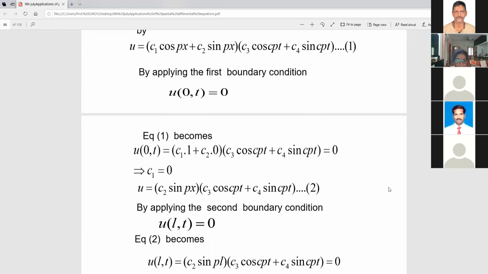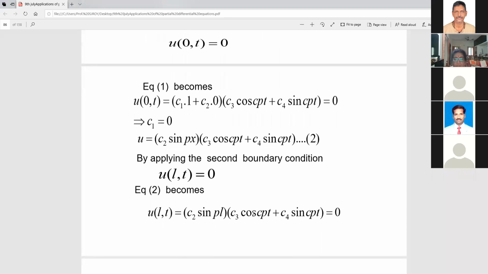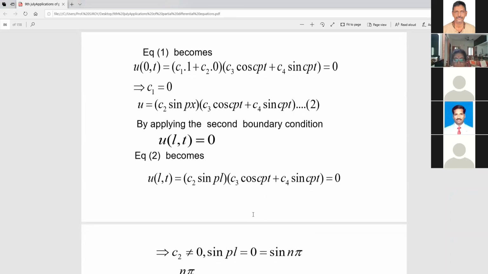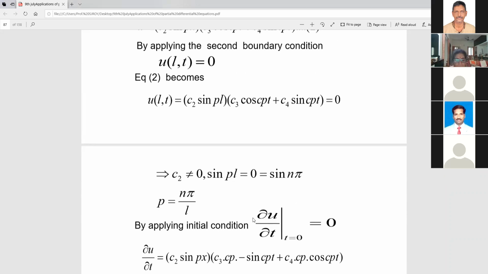If I apply the first boundary condition, I'll be getting C1 to be 0. These are all very standard. In any problem, we approach like this only. And next, if I apply the next condition, when x is equal to L, the displacement is 0. If I apply this condition, we'll be getting the value of P also. So P is nothing but n pi by L. So you substitute back. And one more condition is also 0. Whatever zero conditions, we complete and generalize the solution.